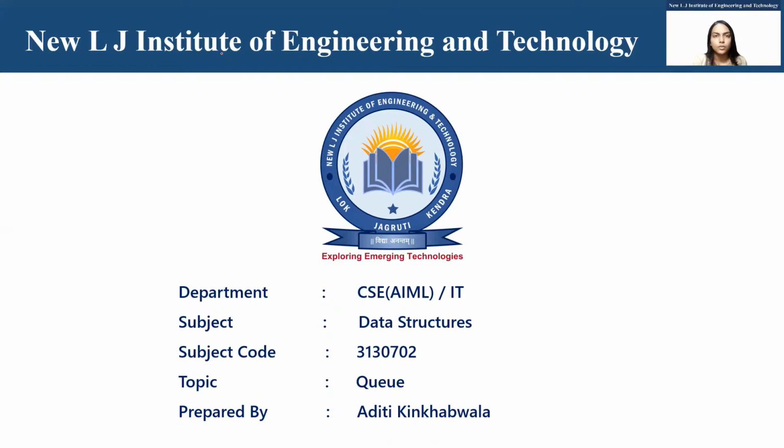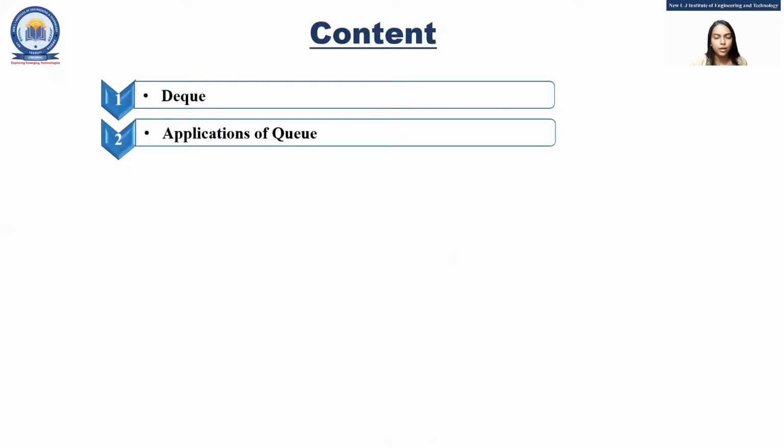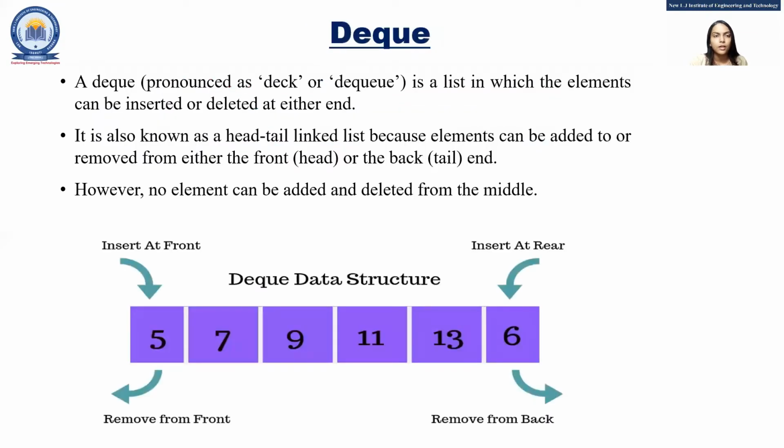So let us start with the concept of DQ, and in that we will see what is DQ and what in general are the applications of DQ. So students, we have gone through what is queue, that is linear queue, circular queue and priority queue. So DQ is the next type of queue, which is also a variation in the queue. Now students, a DQ is sometimes also pronounced as deck or DQ. It is basically a list in which elements can be inserted and deleted at either end.